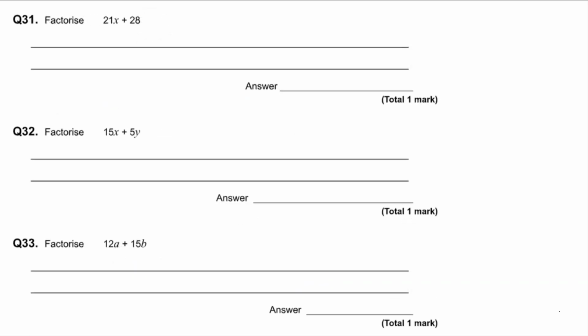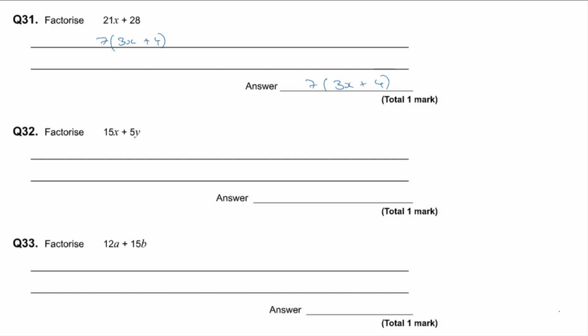Question 31, factorize 21x plus 28. Now 21 and 28 are both in the 7 times table. So I can take 7 out as a common factor. 7 times what is 21x? It must be 3x, mustn't it? 7 3s are 21. And 7 times what is 28? It's 4. So that is 7 open brackets 3x plus 4.